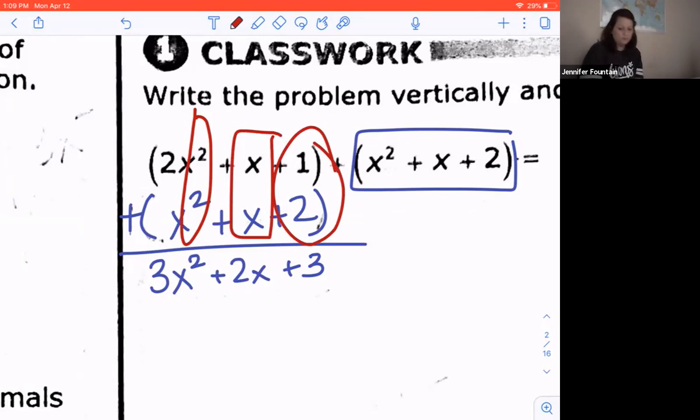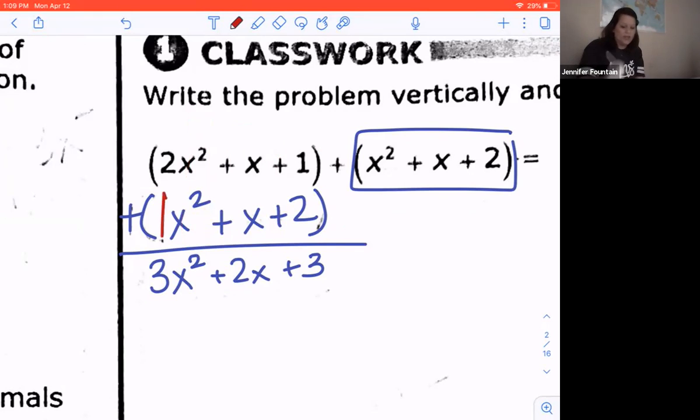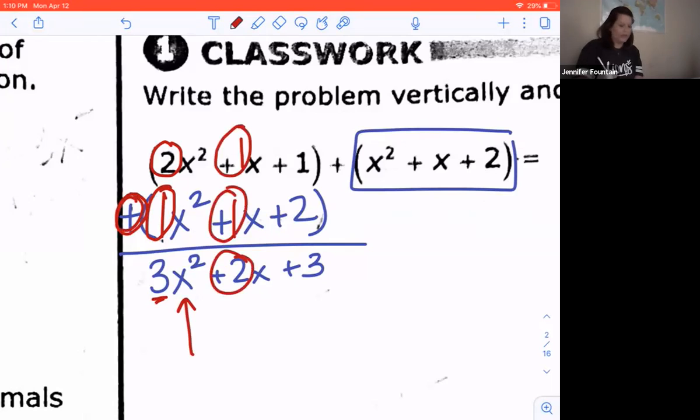Okay. So in this particular example, we said that x squared is the same as 1x squared. We said that x is the same as 1x. So if I need to write ones in front of those to help me remember, I can. In this one, I've got 2 plus 1 is 3, and I keep my x squared the same. Then I have 1 plus 1 is 2, and I keep the x the same. Then I have 1 plus 2 is 3.